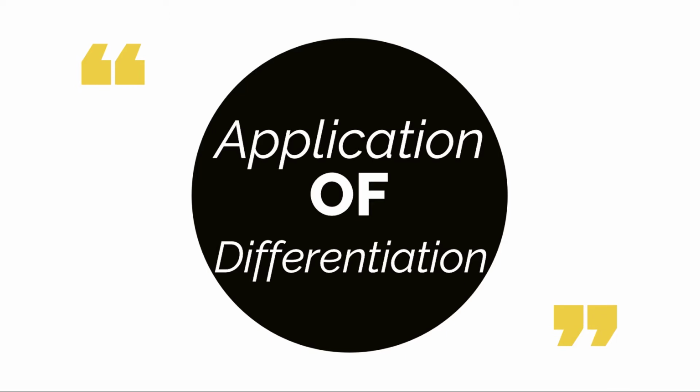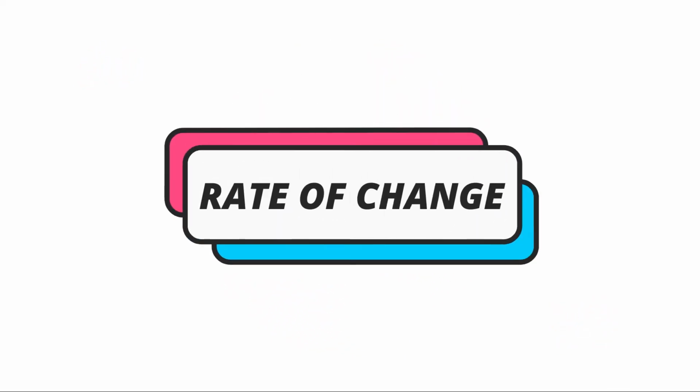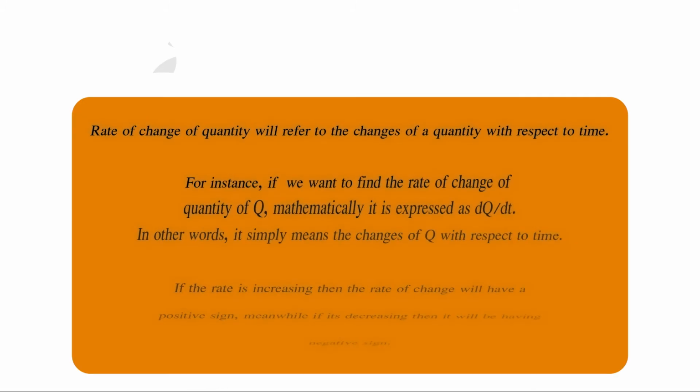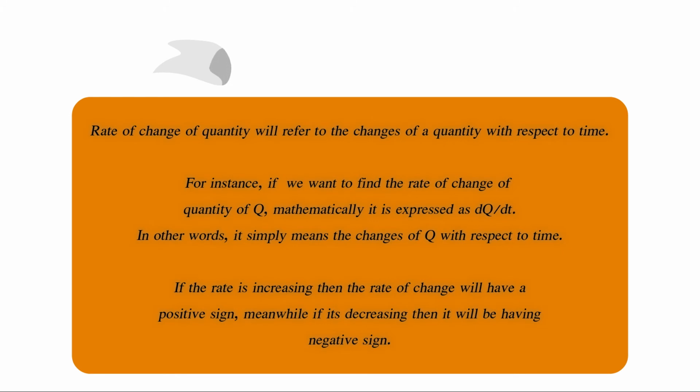Hi there! So in this video, you are going to explore some application of differentiation, and we're going to focus on how to find a rate of change. What is rate of change? Rate of change of a quantity refers to the changes of a quantity with respect to time. For instance, if we want to find the rate of change of quantity Q, mathematically it is expressed as dQ over dt. In other words, it simply means the changes of Q with respect to time.